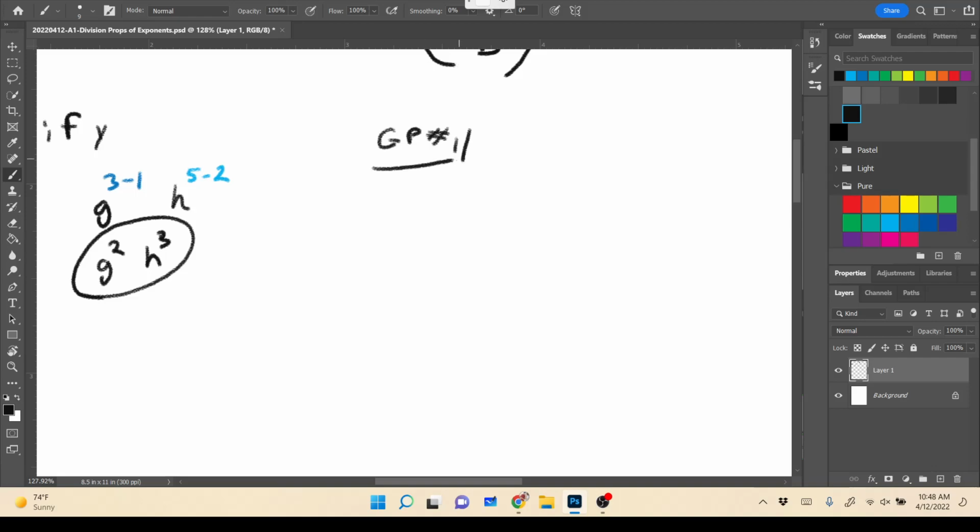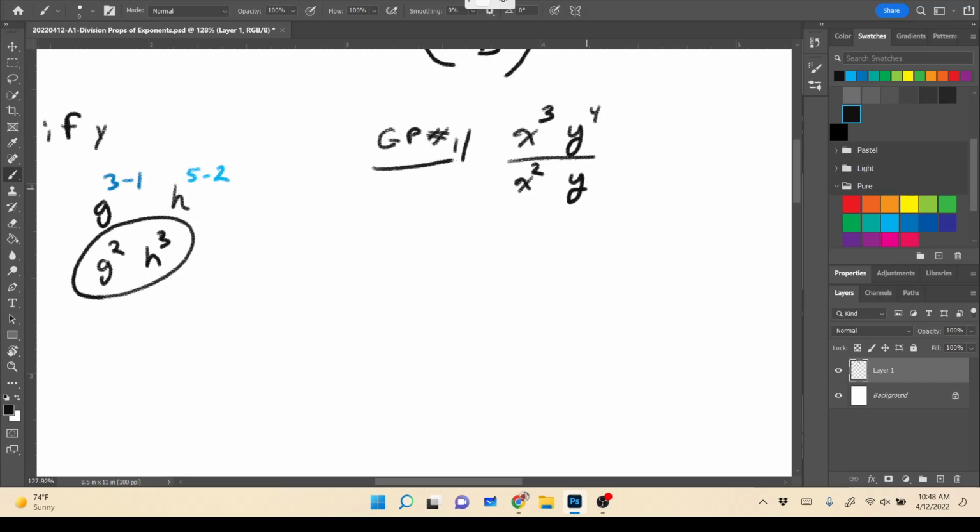GP number 1. x cubed y to the 4th over x squared y. Ready, go.